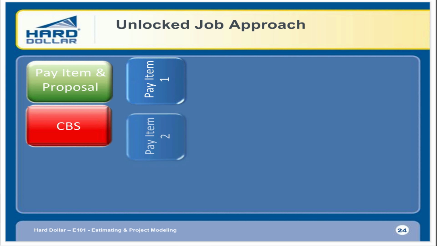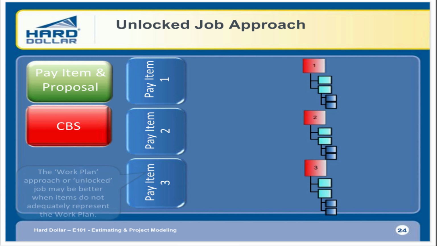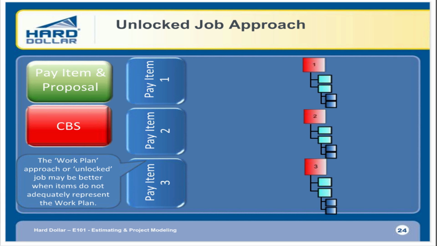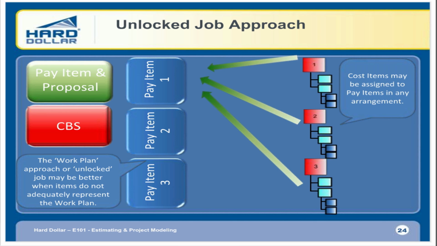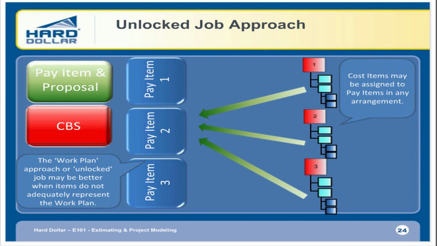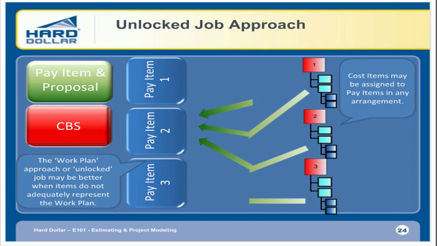The second approach to setting up pay item and cost item relationships is called the work plan or unlocked job. The method is useful when the pay items provided do not adequately represent the work plan. In this case, you have the freedom to assign the cost items to the pay item in any arrangement you select. Once again, by assigning cost items to pay items, the direct costs are established, and as we mentioned during our discussions of the locked job approach, these may be used as the basis for the pay item pricing.